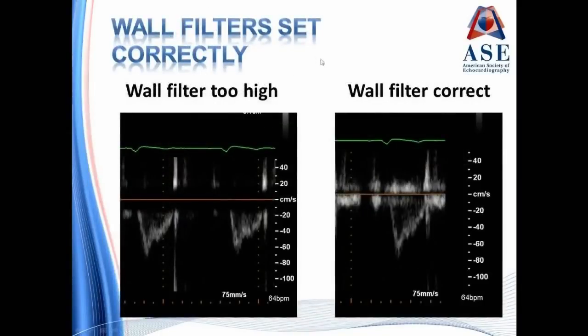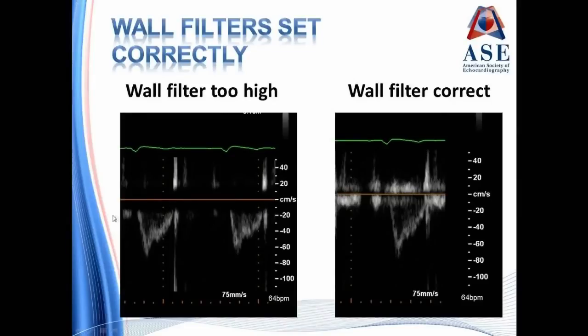The machine also has a wall filter. This allows us to clean up this signal, which, remember I told you, is very low velocity, high amplitude motion of the cavity's walls itself, rather than motion of blood within the cavity.